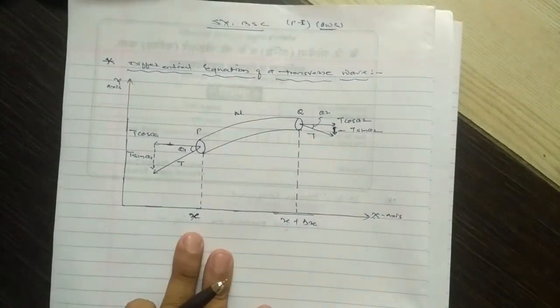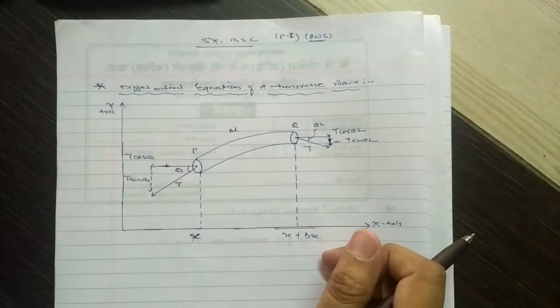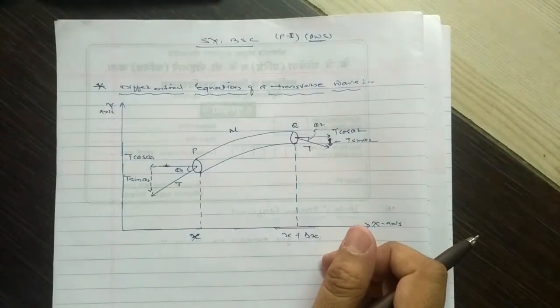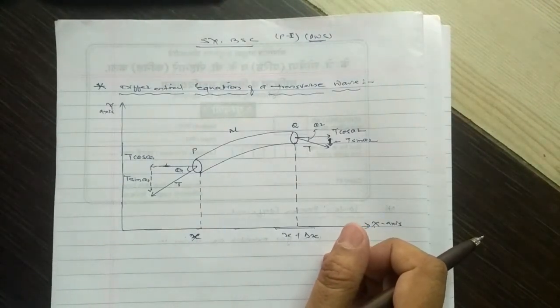Good morning, students. The next article is the differential equation of a transverse wave. In order to find the differential equation of a transverse wave, imagine a long and horizontal string. It is fixed at one end, the other end is held in hand.